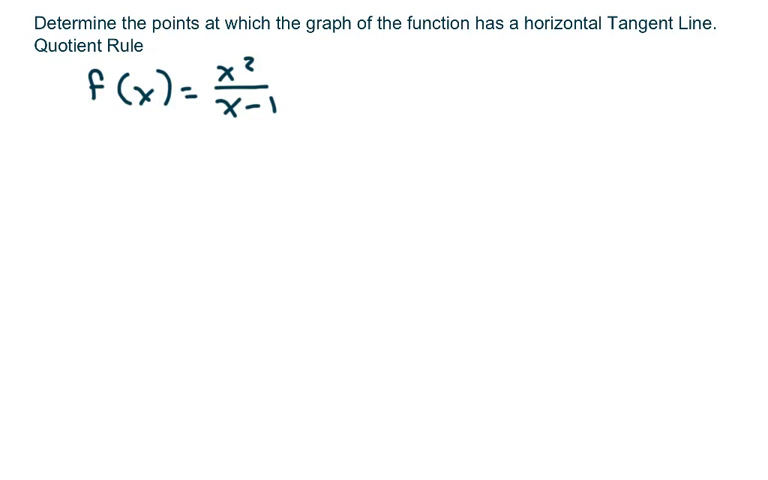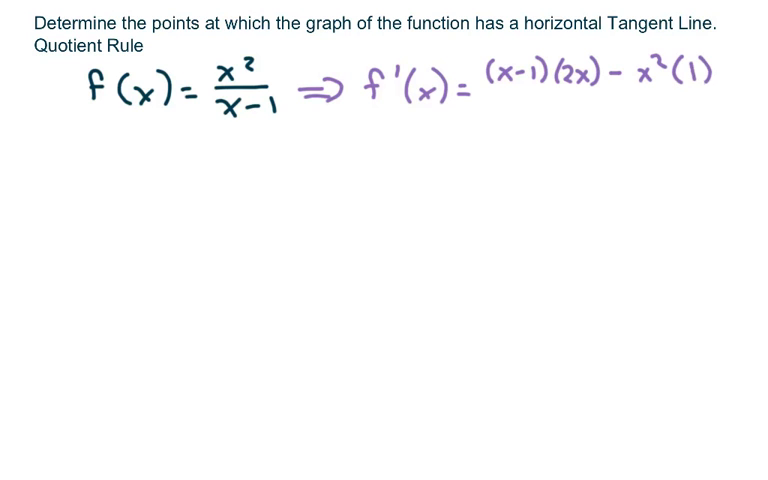Hi everyone, we're going to determine the points at which the graph of the function has a horizontal tangent line, and we're using the quotient rule. So the first thing we want to do is take the derivative of f(x). That's going to be your denominator times the derivative of your numerator minus your numerator times the derivative of the denominator. And then you square your denominator and clean this up.